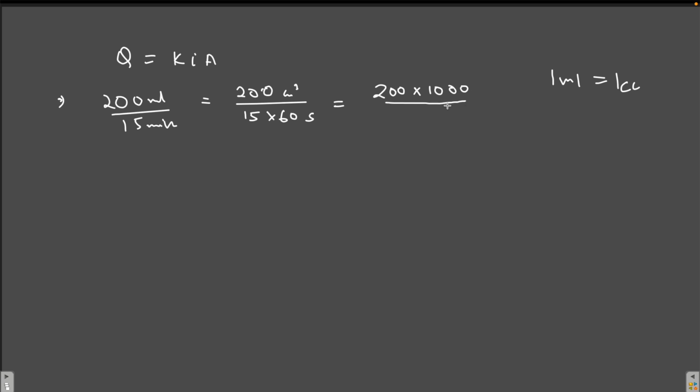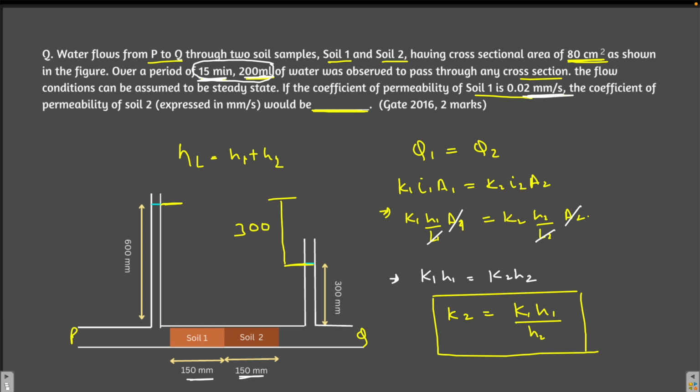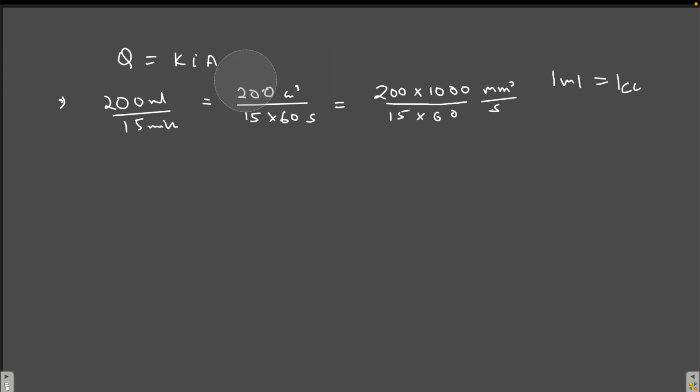1 centimeter is equal to 10 millimeter, and 1 centimeter cube is equal to 10 into 10 into 10 millimeter cube. So 15 into 60, this will give us millimeter cube per second. But why have I converted this? We have converted this because the unit of K is given in millimeter per second, and the units must be homogeneous. You cannot use one unit over here and another unit over there. So in order to homogenize that, I have converted this.